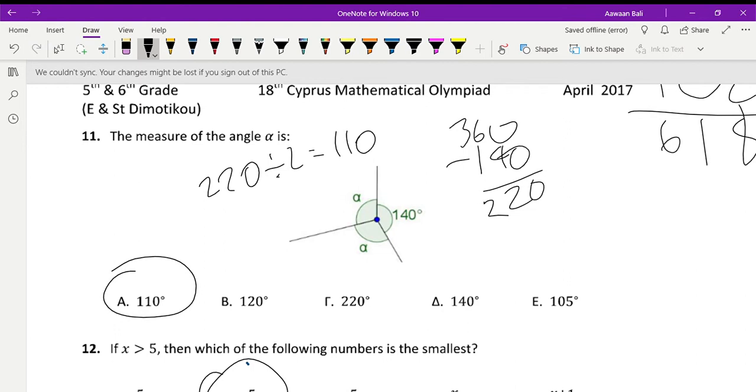You basically just have to know the rules. Here, the rule that you had to know is that a full circle is 360 degrees. Pretty simple, right? Okay, let us continue.